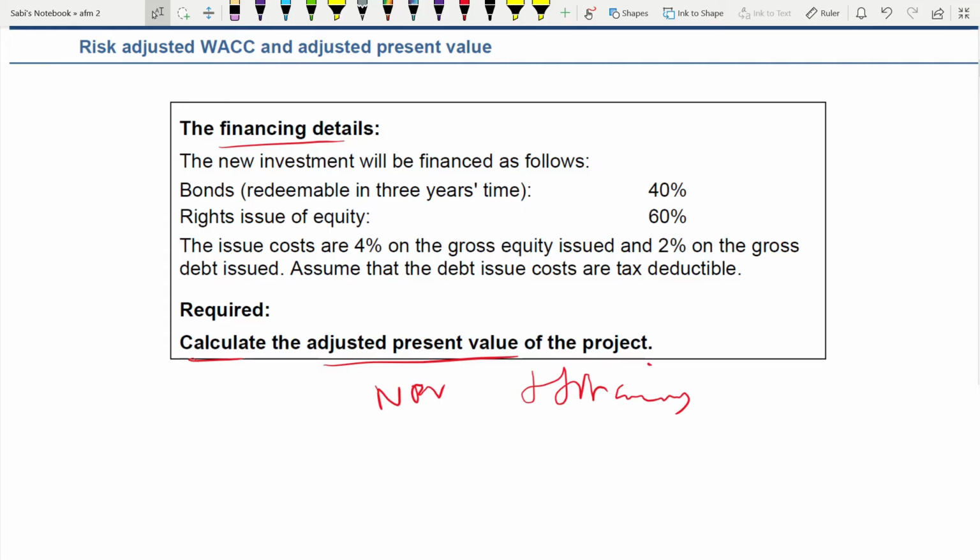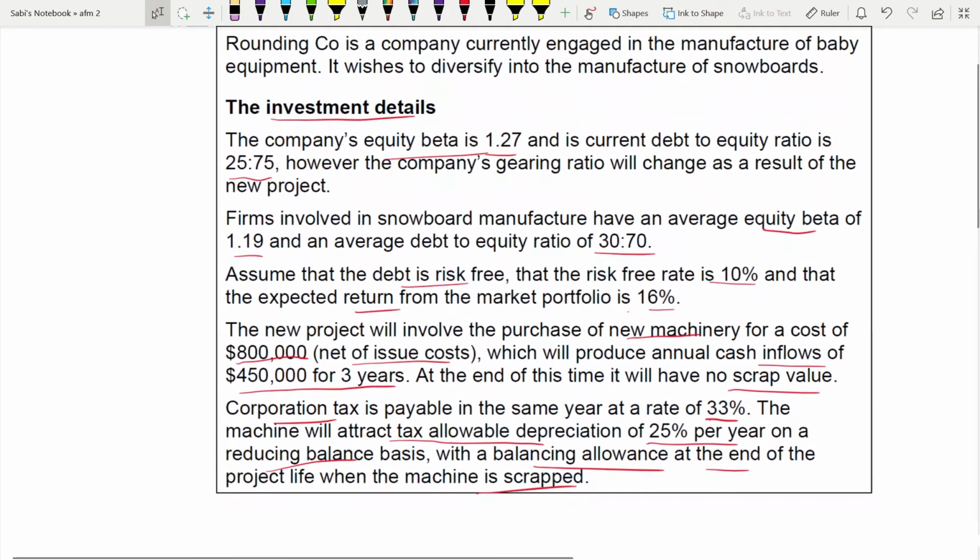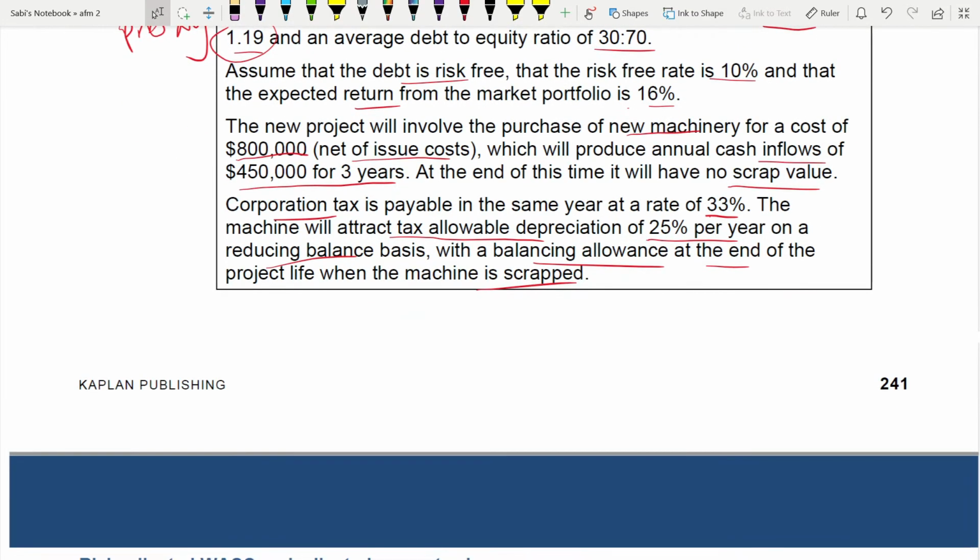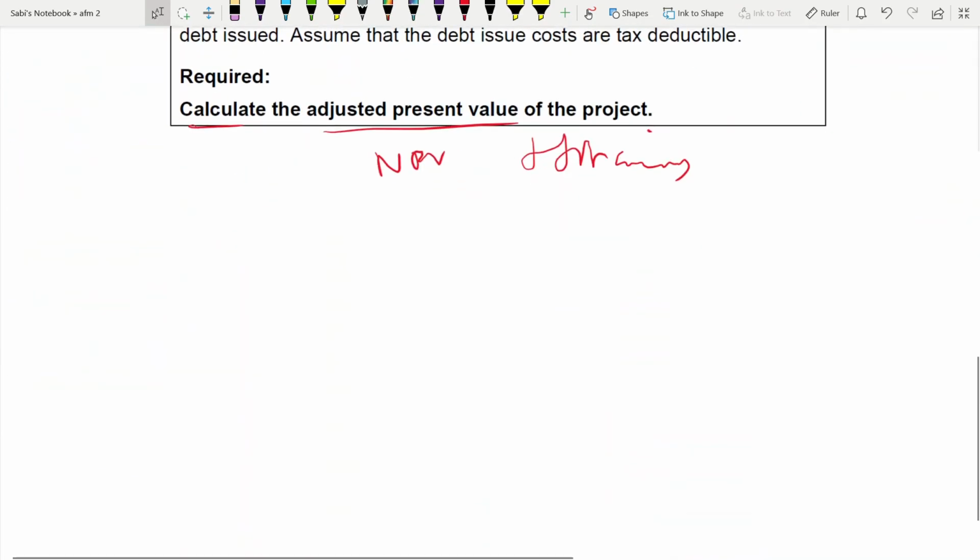Okay, so first find WACC. Where do you start? 1.19. This is the proxy company. Know what your company is? Your company's information they usually give in the beginning. This I know through experience. Then they will give the proxy company, which is 1.19. So use it.